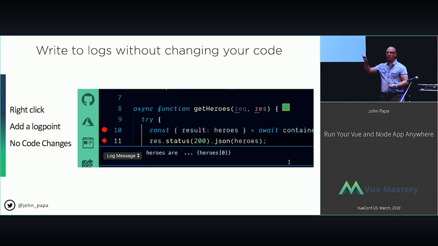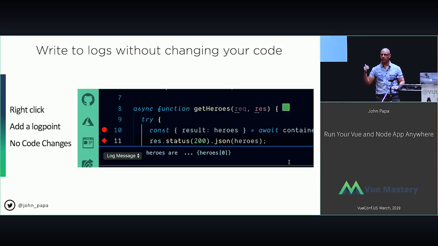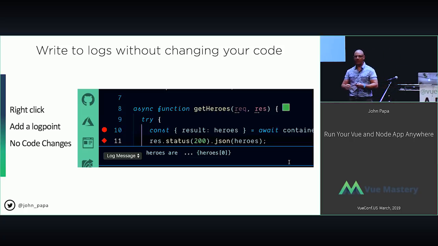With a log point, all you do is you right-click, you say create a log point, and then you could do something like I'm showing here, where I'm saying heroes are, and then inside of the curly braces, put the value of which you want to output. It does not modify your code, but instead VS Code will inspect those values and put them right in the output of your terminal for you. So you can look at the information without rebuilding or doing anything else. Very, very cool, no code changes at all.